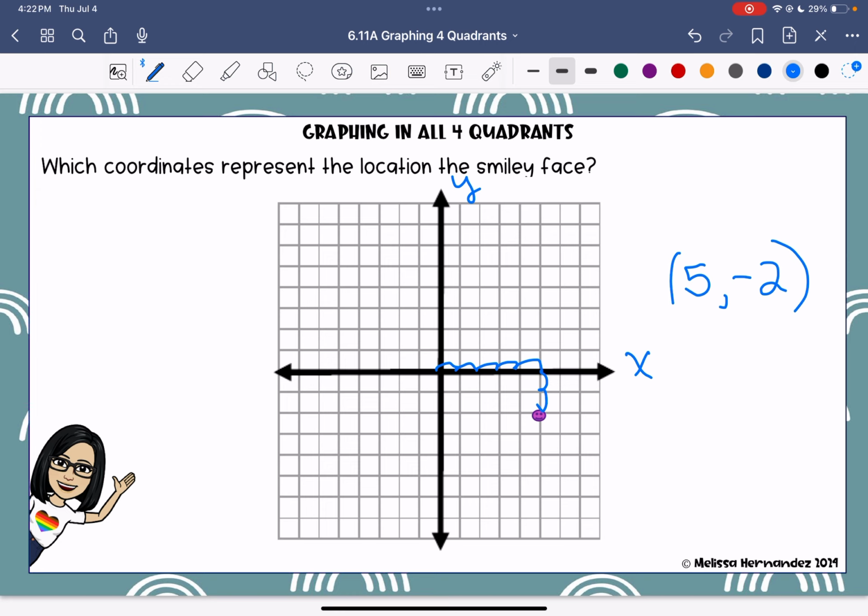I hope this helped. I will make another video where we actually plot points versus one already being done for us and we find it.